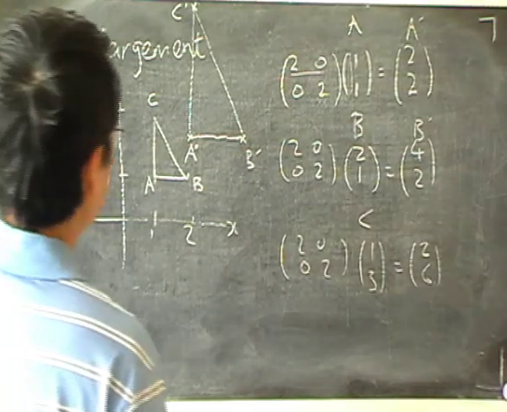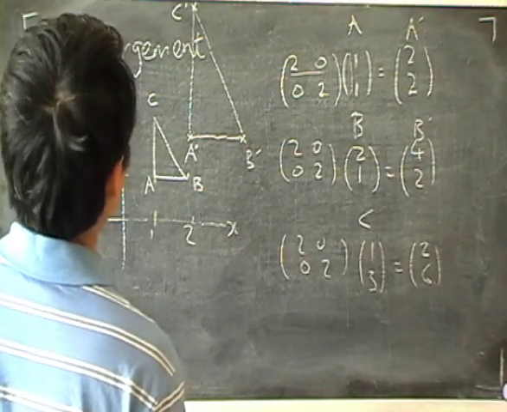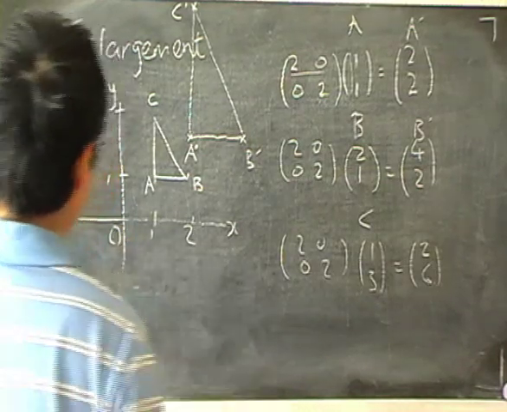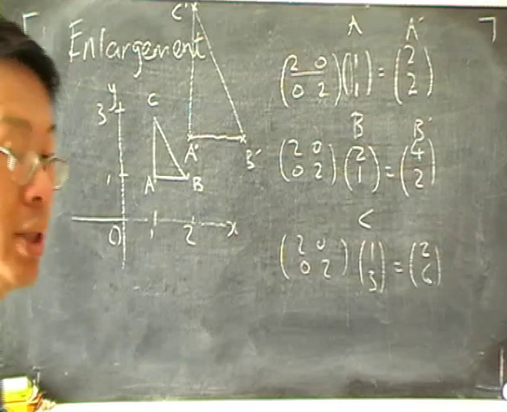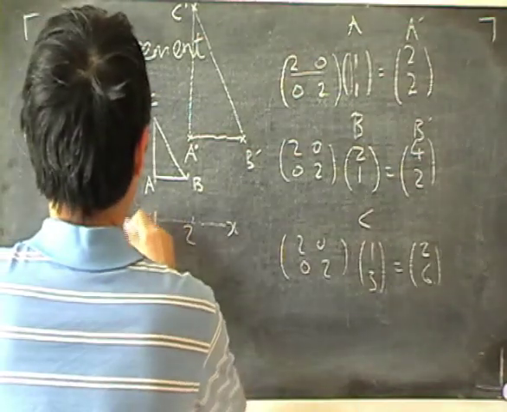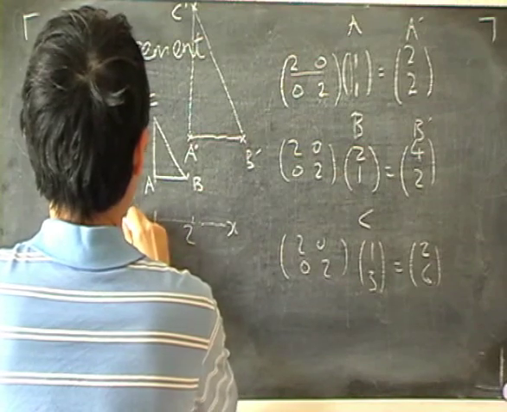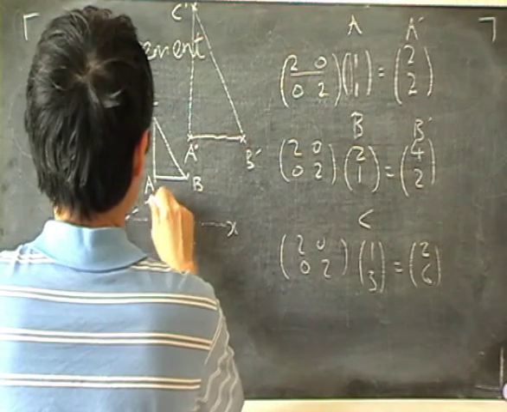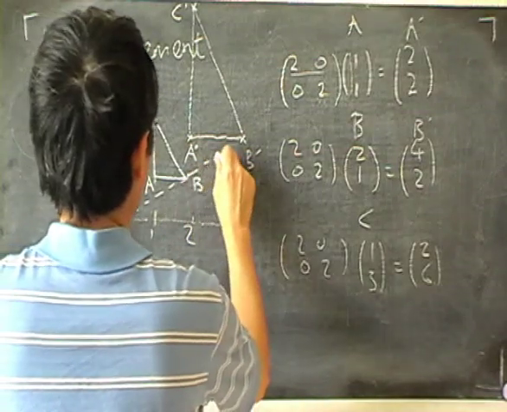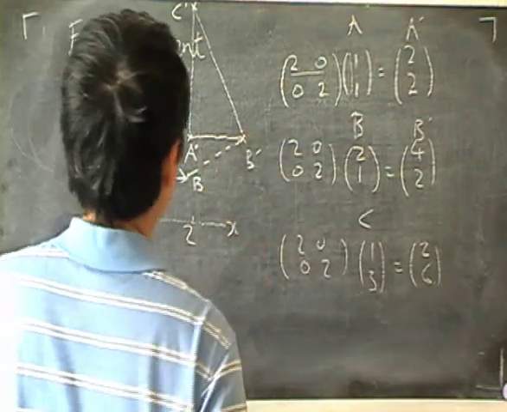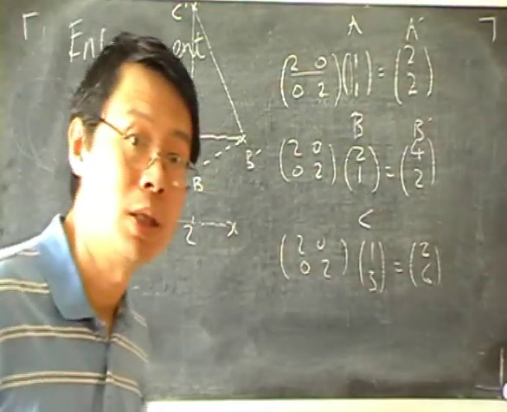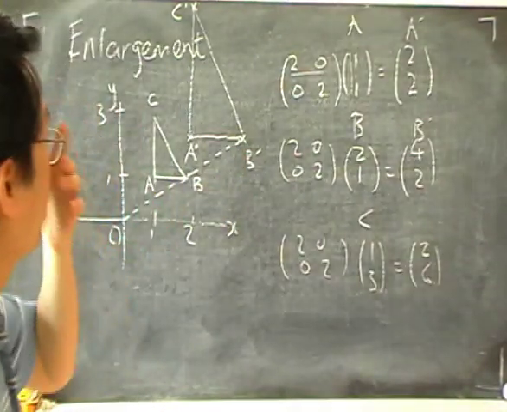Now I'm going to draw some lines from the origin to give us an idea of what's happening here. So let me draw a line from the origin to B. Now if I carry on this line, I will reach the image of B. Okay, I can actually join them up in a straight line.